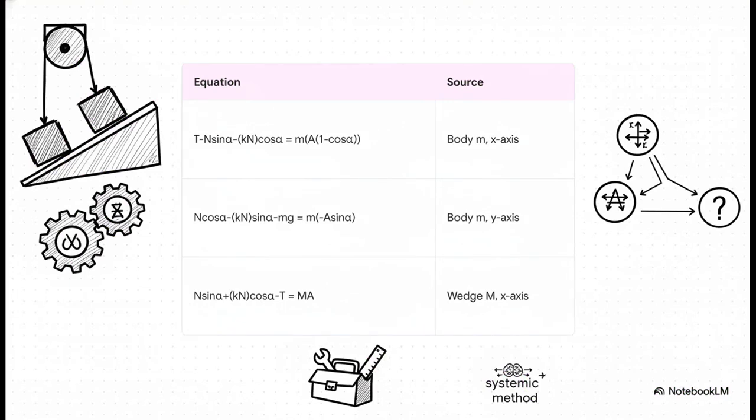So look at this. This is our final system of equations. We just took our F equals ma equations and plugged in what we learned from the constraint. And what are we left with? 3 equations and 3 unknowns: tension T, normal force N, and that key acceleration magnitude a. The physics work is done. This is now just an algebra problem.